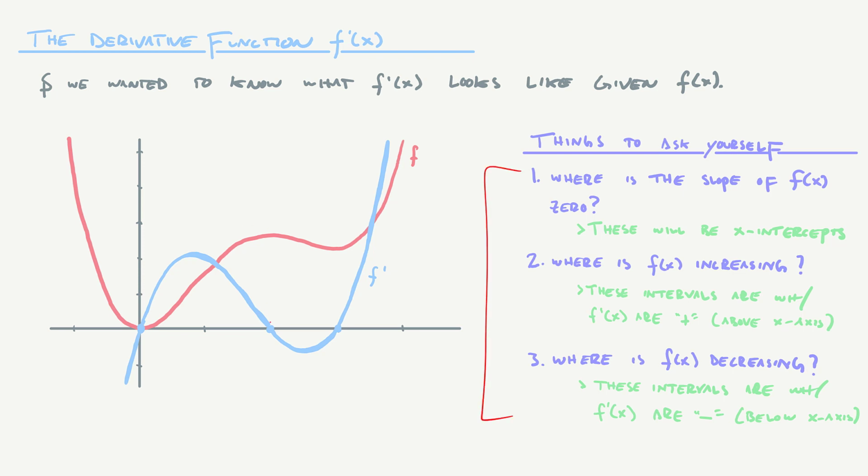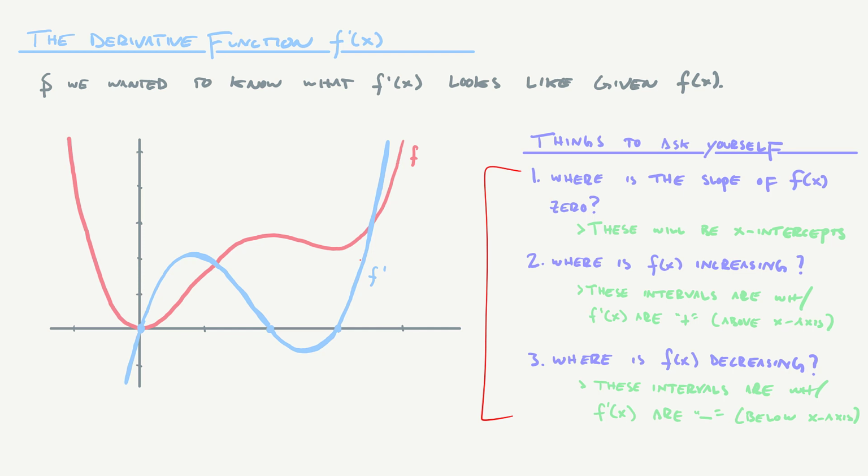Where the slope is 0, that's the derivative's x-intercepts, and that happens at 3 different places. Where the slope is positive, that's where the derivative function is above the x-axis, where it is actually positive. And where the main function has a slope that's negative, where it's decreasing, that's where the derivative is going to be below the x-axis. So always remember, f prime of x is the graph of all the different slopes that f of x has at the same x values.